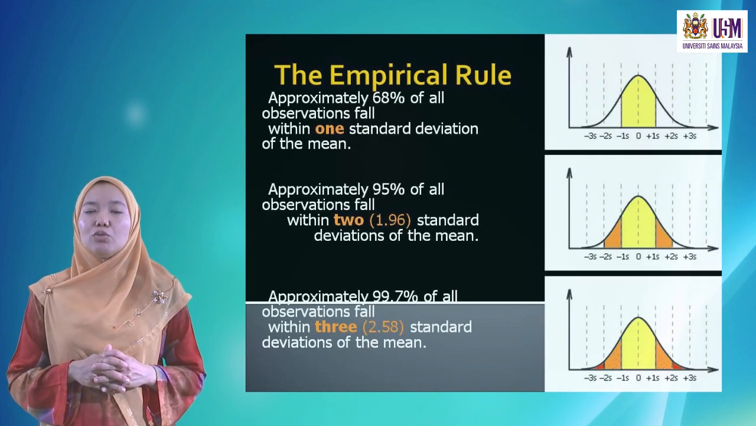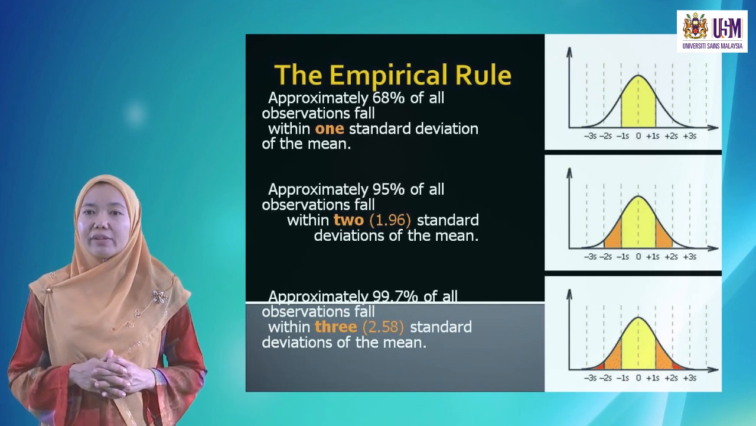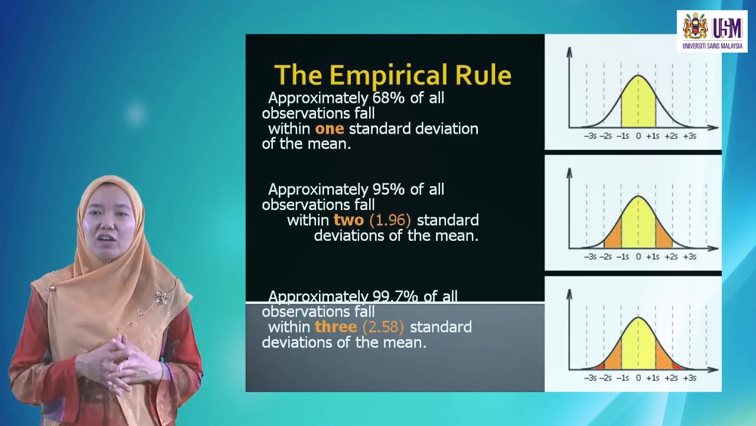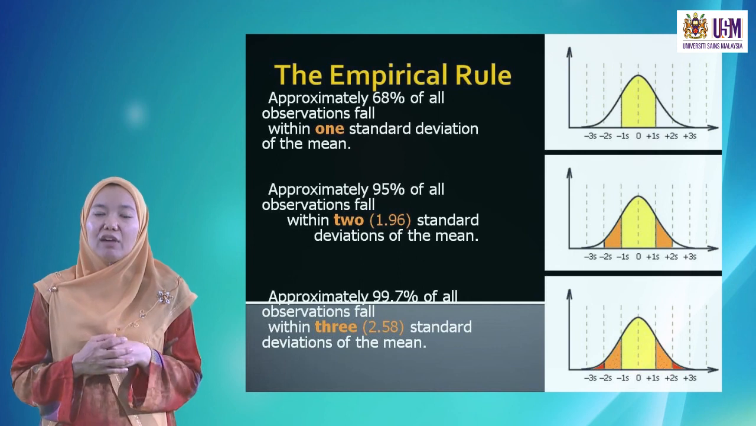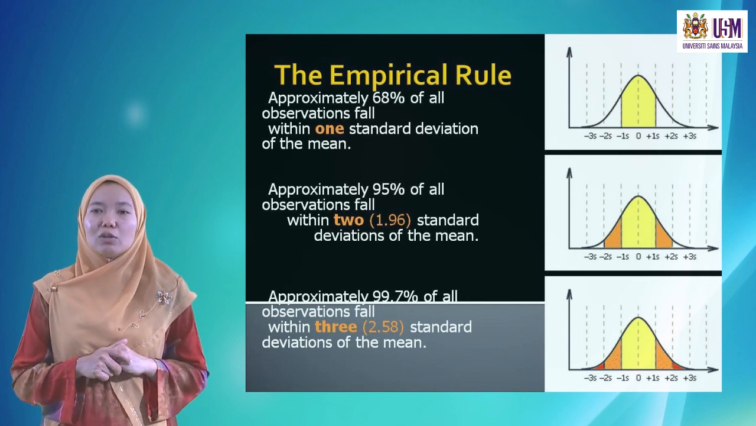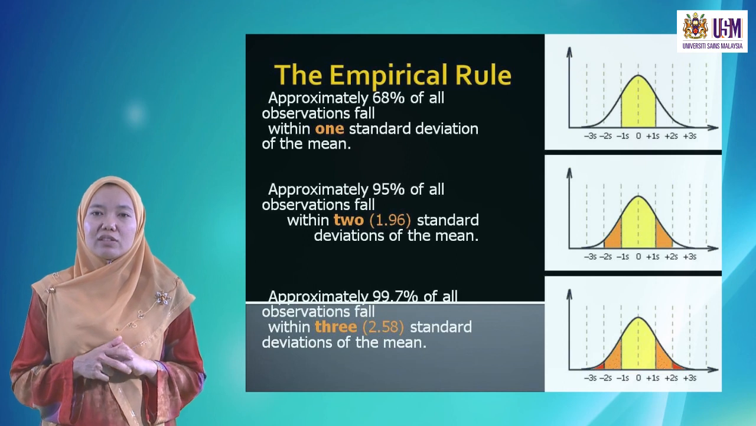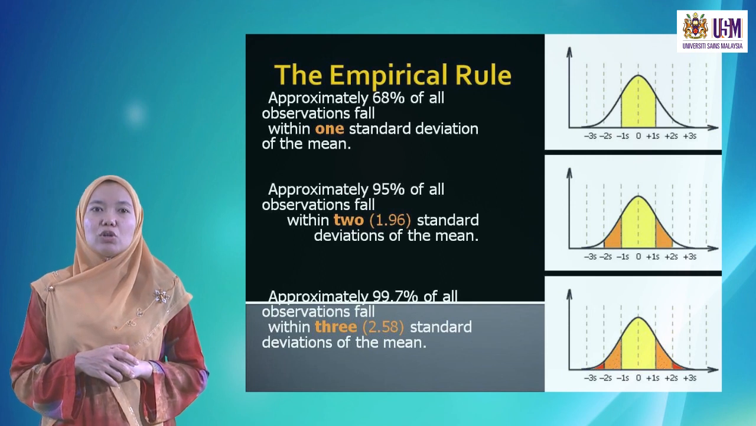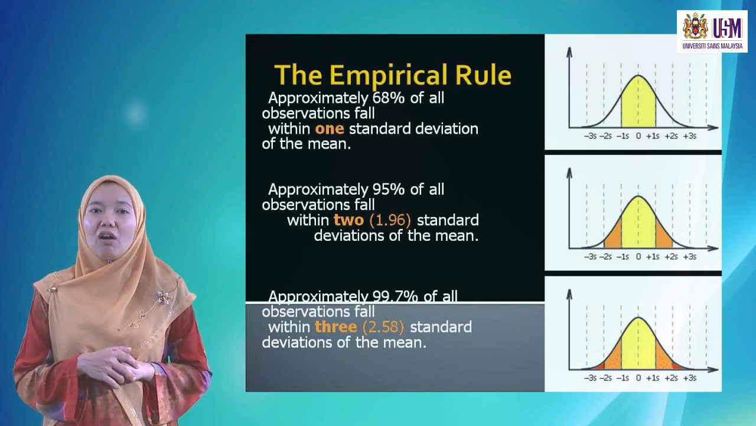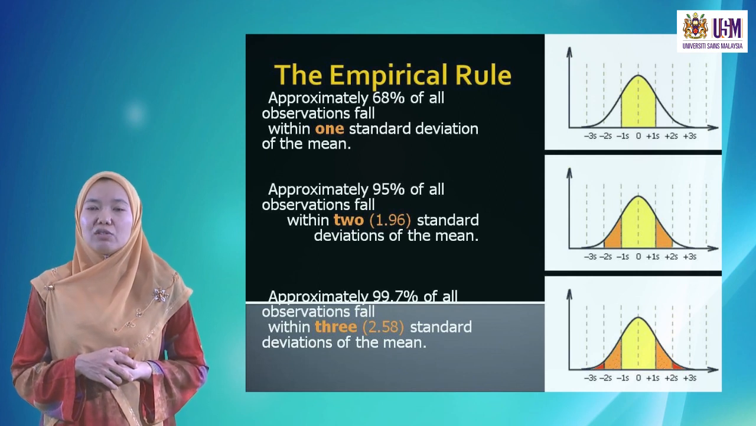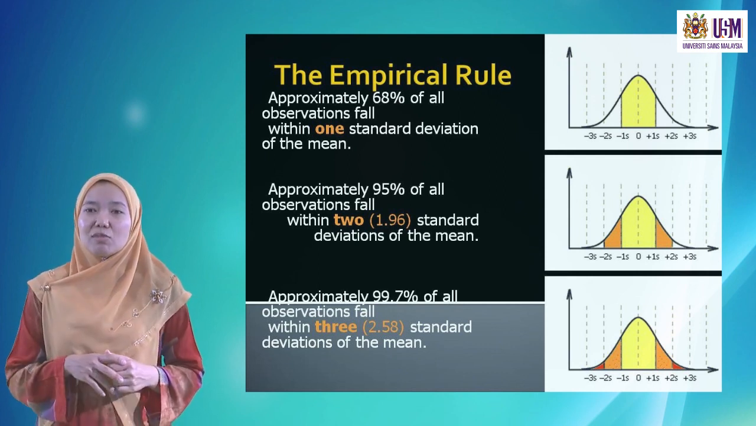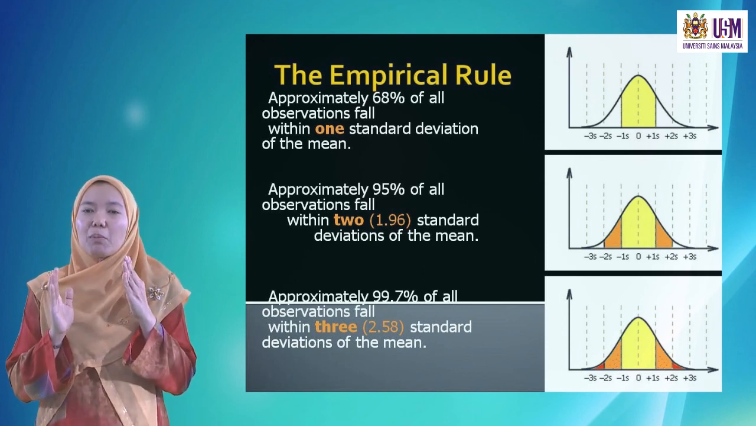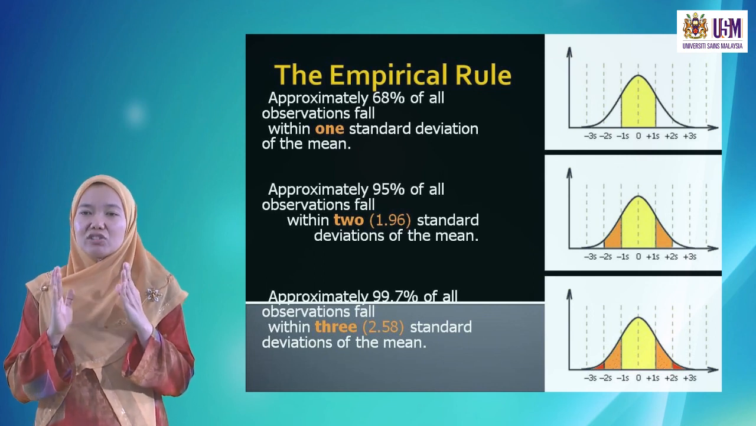This is how we show what I shared with you just now about the empirical rule. If you have drawn your histogram for a larger set of data, your histogram will look like a smooth curve instead of a jagged curve. So basically, it's still a histogram, it's just that I smooth it out. If we look at the top graph, it shows that approximately 68% of all observations fall within one standard deviation of the mean. So if you're making an estimation, you know there is about a 68% probability that you are making the right estimation.